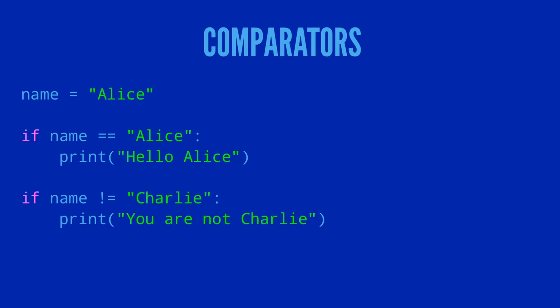Then let's have a look at the next if statement: if name does not equal Charlie. The variable name still contains the word Alice, so the comparison we're making here is that Alice does not equal Charlie. Again, that is a true statement. The string Alice does not equal the string Charlie, so it will print out you are not Charlie. For both of those examples, it prints out the message because the expressions are true.